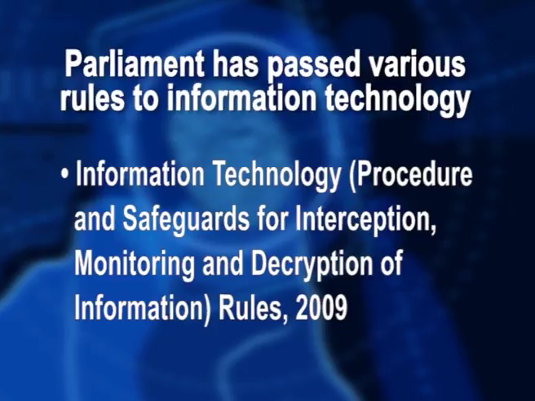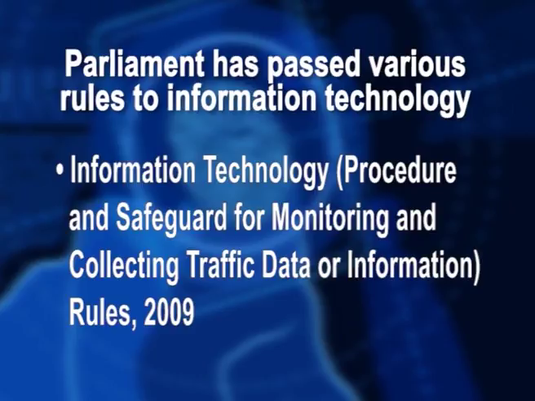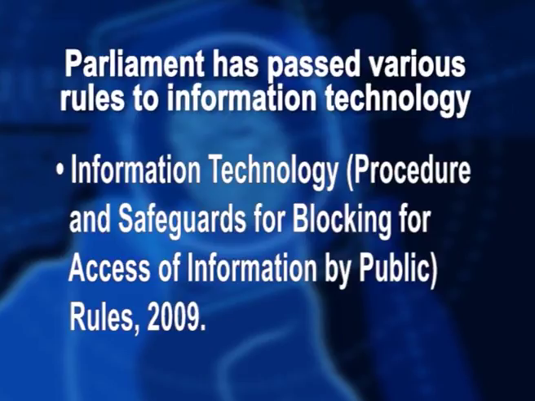Parliament has passed various rules related to information technology, like the Information Technology (Procedure and Safeguards for Interception, Monitoring and Decryption of Information) Rules 2009, the Information Technology (Procedure and Safeguard for Monitoring and Collecting Traffic Data or Information) Rules 2009, and the Information Technology (Procedure and Safeguards for Blocking for Access of Information by Public) Rules 2009.